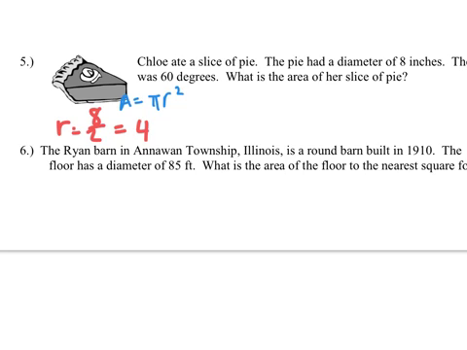Now, it doesn't want us to find the area of the whole pie. The whole pie would be pi r squared, but it wants us to find the area of a 60-degree portion of the pie. So that's a sector of the pie. What that'll look like is this. We need to create a ratio involving the 60 degrees and then multiply that ratio by what the area is. That ratio is going to look like this.